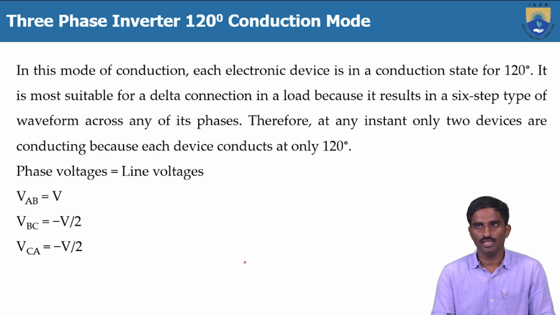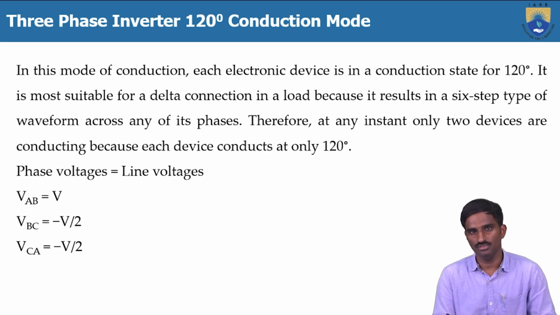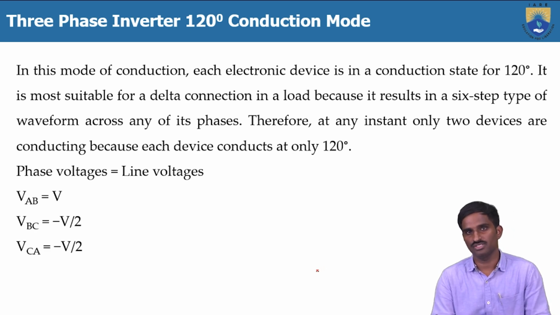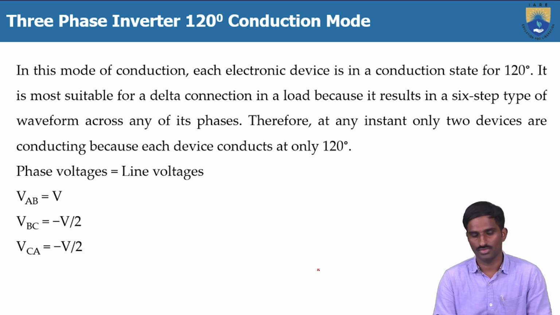This means at any instant only two devices are conducting, because as you can see in the 180 degree mode of conduction, at every instant, because the instants we divided into 60 degrees intervals, right? So for every 60 degrees interval, three devices were turned on, like we have seen in the previous class. But here, for every instant, only two devices are conducting, because the device conduction period here we have considered is 120 degrees.